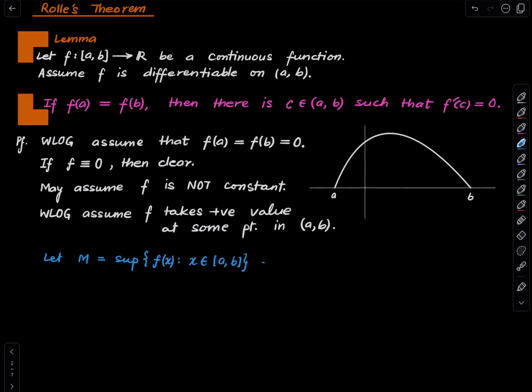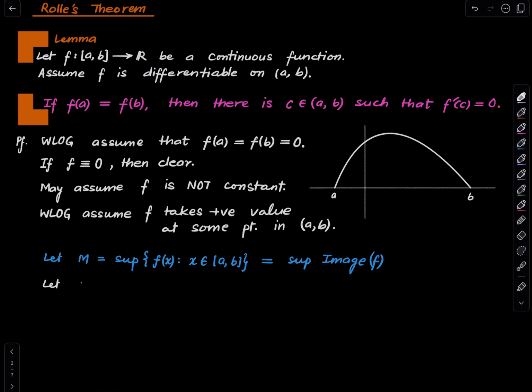I mean, this is just another way of saying take the supremum of the image of f. Image of f is a compact set. In fact, it is a closed interval because f is continuous. So, its supremum exists. This is a real number.